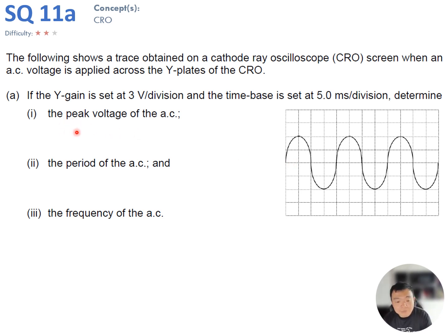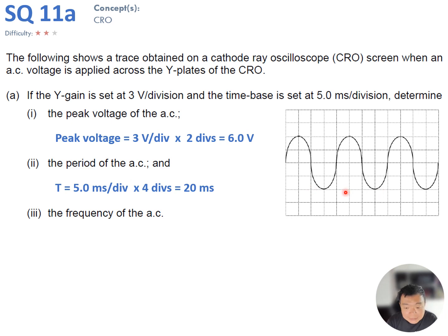So the peak voltage of this AC will be the amplitude of the wave, and therefore with 3 volts per division, we are looking at 1 and 2. The 2 divisions give us 6 volts. The period of the AC: look for one cycle. One complete cycle starts from here and ends here. So we're looking at 4 boxes horizontally. 4 divisions, each division represents 5 milliseconds. We're looking at 20 milliseconds. To convert period to frequency, remember the formula f equals 1 over T. Be very careful about the millisecond, and you will get 50 Hertz.